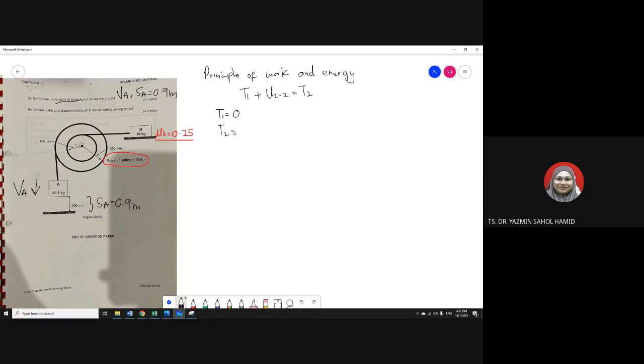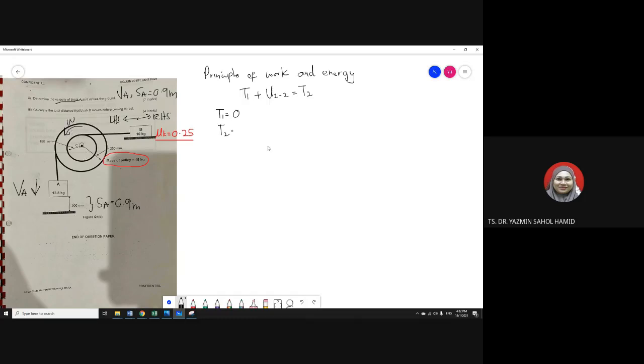Now, T2 is the kinetic energy. For this question, what you can see is there is a movement of mass block A. Now, if mass block A is going to move down, what will happen to mass block B? Will it move to the left-hand side or the right-hand side? Left. Yes, it will move to the left-hand side. So block B is also moving. And what happened to the pulley? The pulley is also going to be rotating with an omega, with a speed.